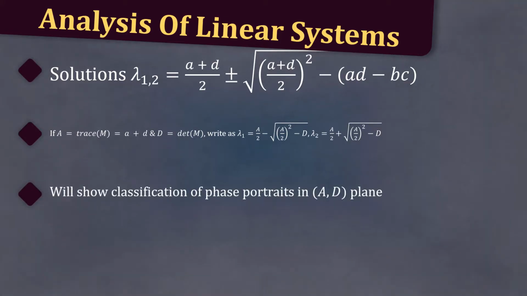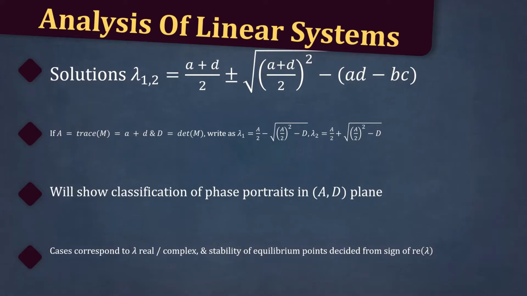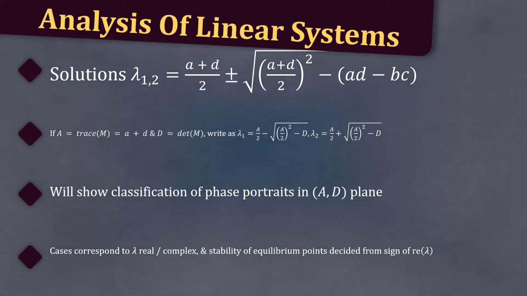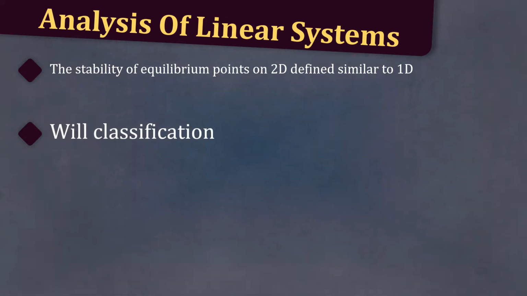We will show the classification of phase portraits in the ad plane. Different cases will correspond to lambda real or lambda complex, which is why the line d is equal to a squared over 4 is important, and the stability of the equilibrium points is decided from the sign of the real part of lambda. The stability of the equilibrium points in 2D is similar to the 1D case. We will now consider such a classification.